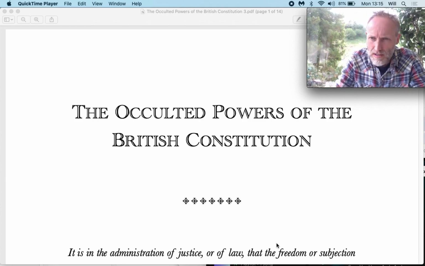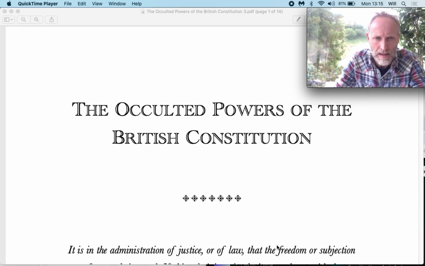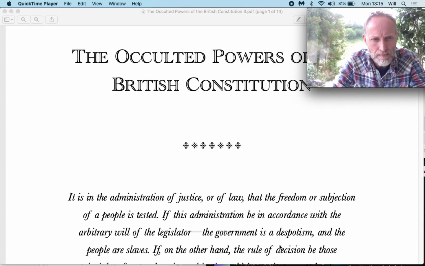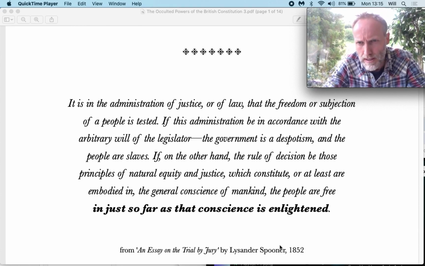So as I said in the introduction, I'm going to be going through this section by section. I'm going to be reading it, and then we're going to expand on it and have some extra information on that as well. So here it is, the occulted powers of the British Constitution. Let's begin with the quotation by Lysander Spooner. I'm just going to read that.